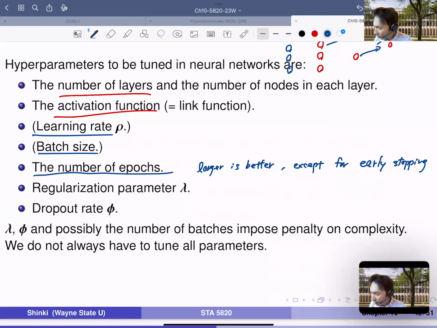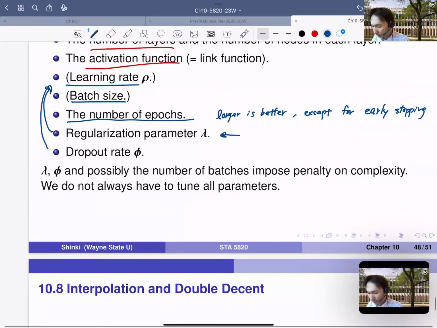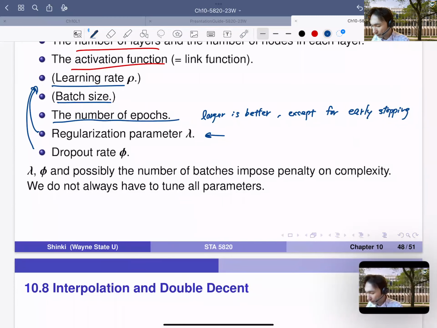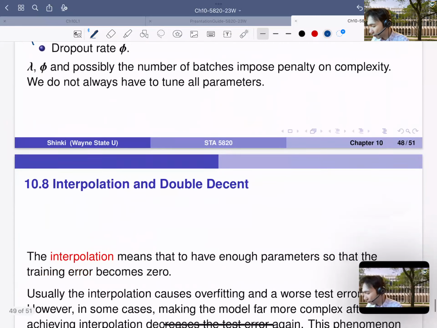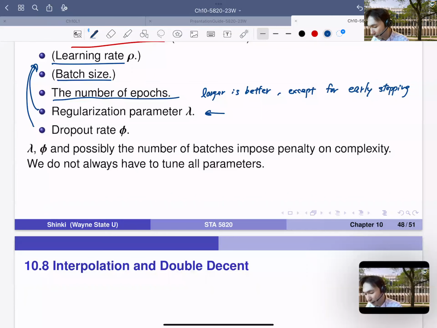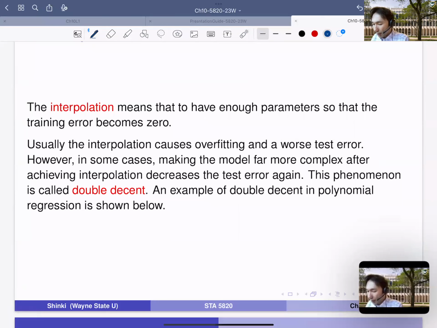And the regularization parameter, actually the textbook does not discuss this much, but this is certainly another important parameter. So maybe I should put it here. And the dropout rate phi. So the regularization parameter lambda and the dropout rates are both for avoiding overfitting. So sometimes we don't tune all parameters, we just choose one of lambda and phi. Yeah, so that's the case.